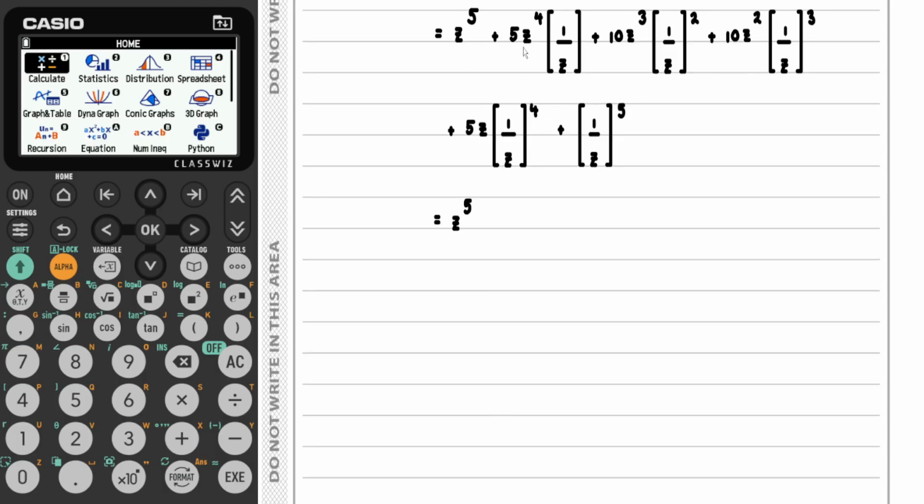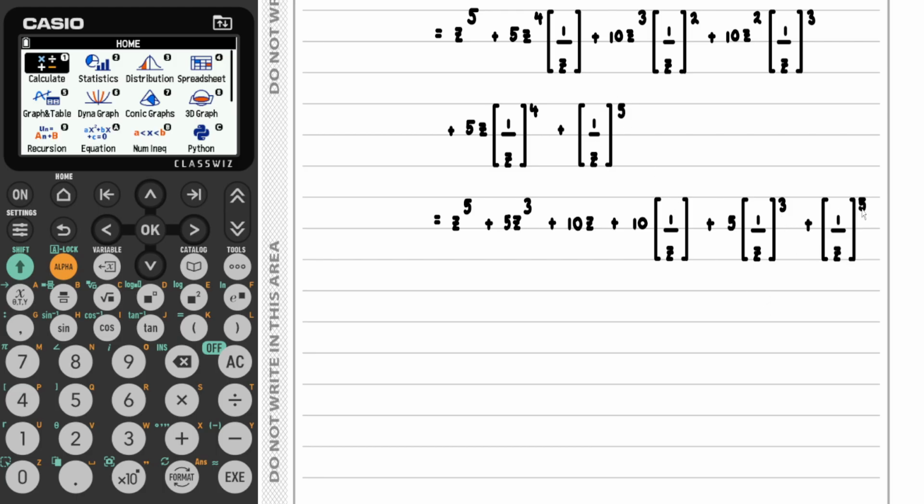So we have z to the 5. Now we've got 5 z to the 4 times 1 over z. That's going to be 5 z cubed. And then we've got 10 z cubed times 1 over z squared. That's 10 z. Then we have 10 z squared times 1 over z cubed. That will be 10 times 1 over z. Then we have 5 times z times 1 over z to the 4. That will be 5 times 1 over z cubed. And then we have 1 over z to the 5.